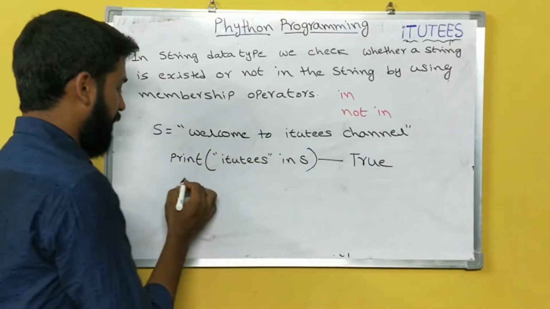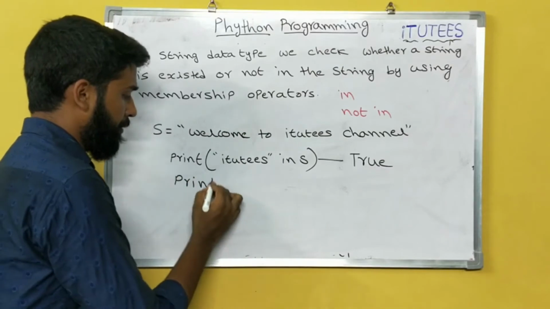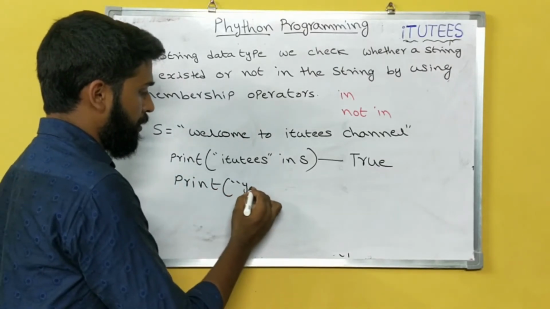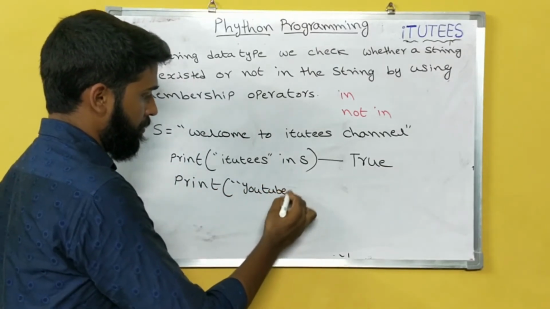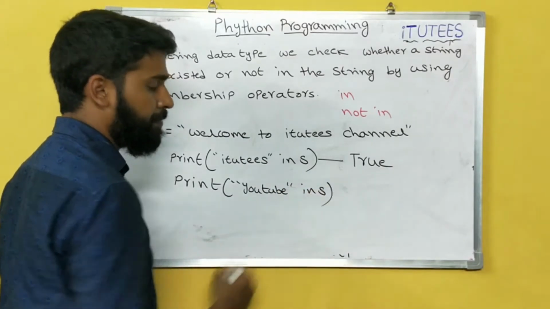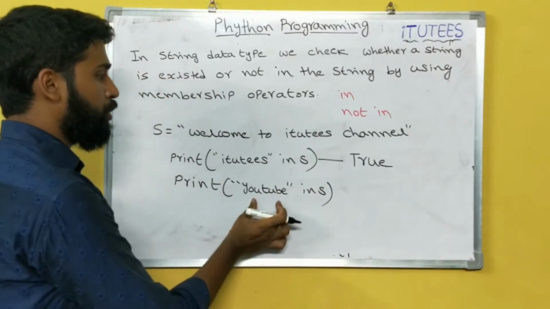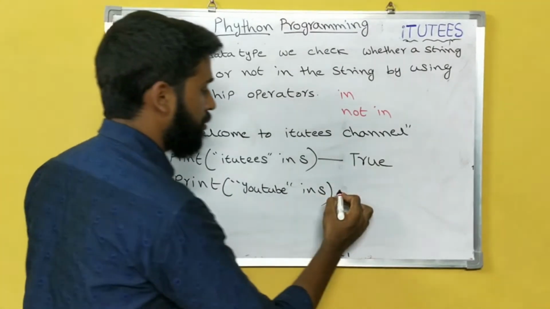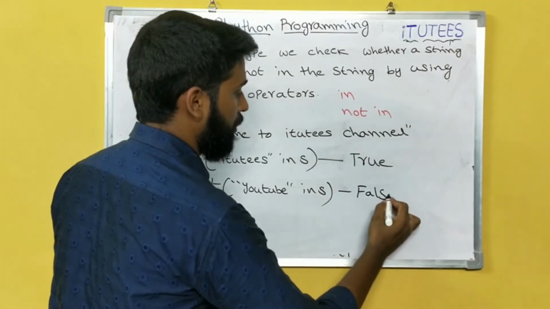For example, I check that. Print YouTube in S. So what is the output? YouTube in S? No. So it returns False.